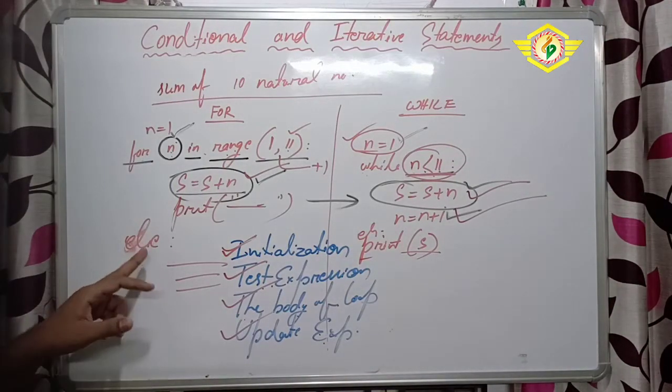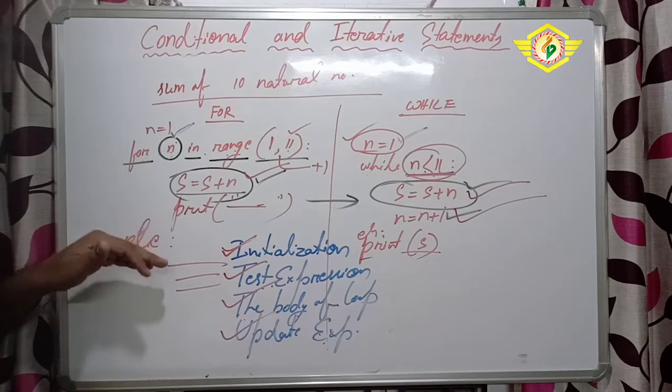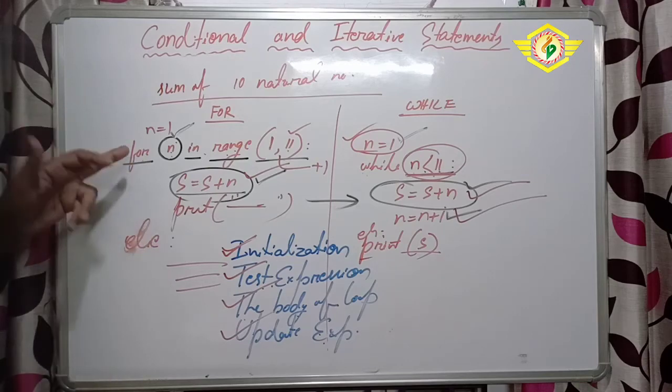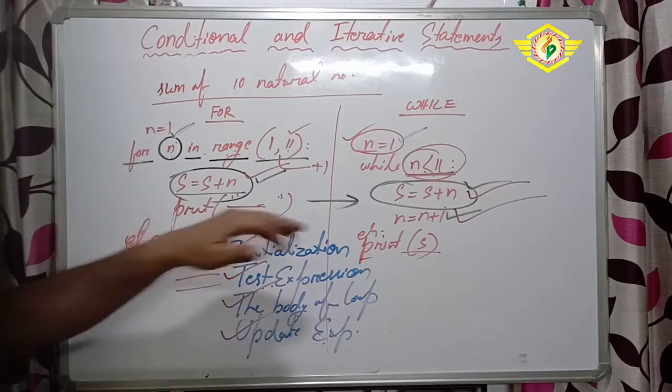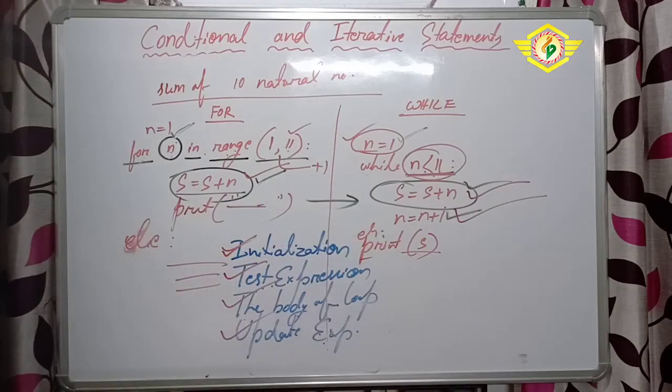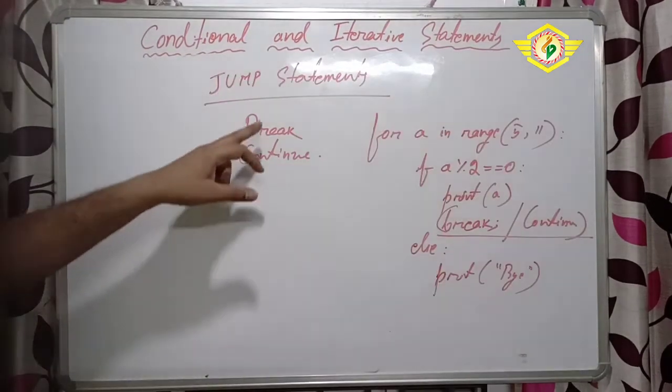That means the else statement can be written within a for loop, and for a while loop also we can write the else statement, just like if. Okay, so now we'll discuss another part, which is known as the jump statements.